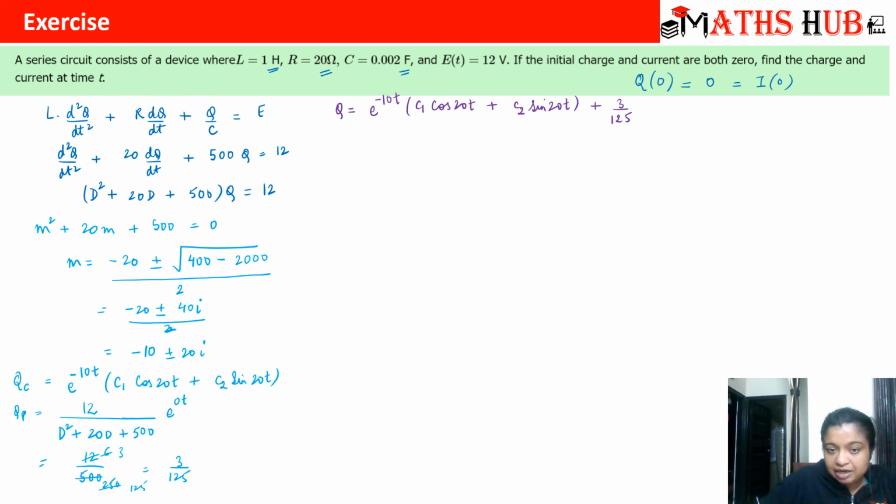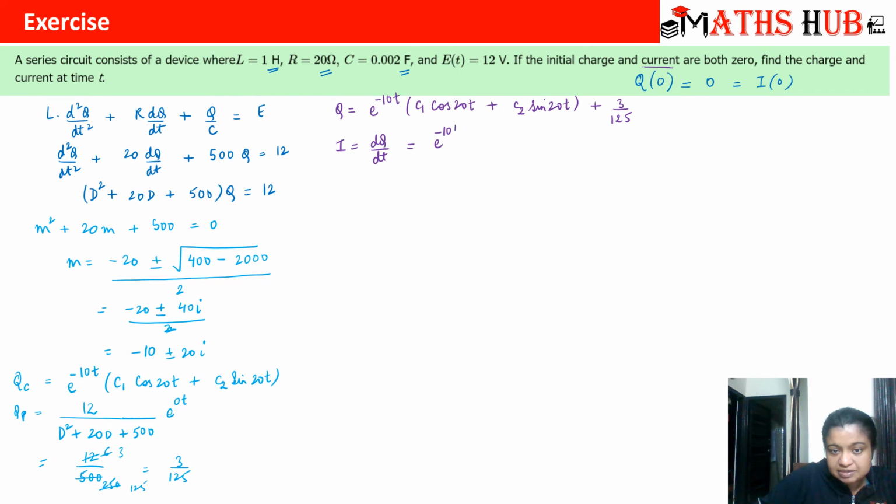Now I need to calculate the values of these constants, as well as the value of the current. So we know that I is dq by dt. Let us first calculate I. I is dq by dt. So let's take the derivative of this expression.